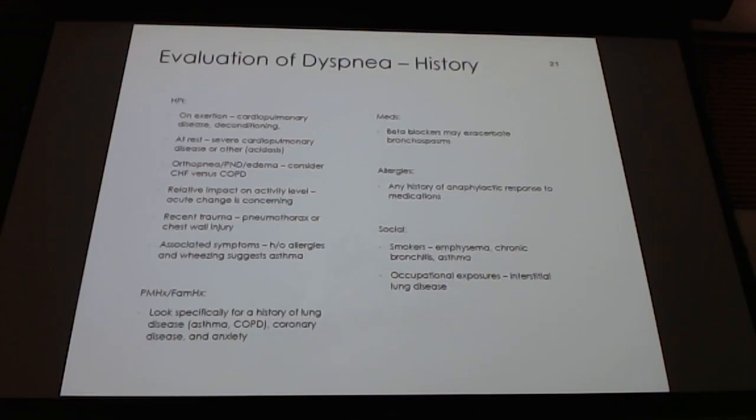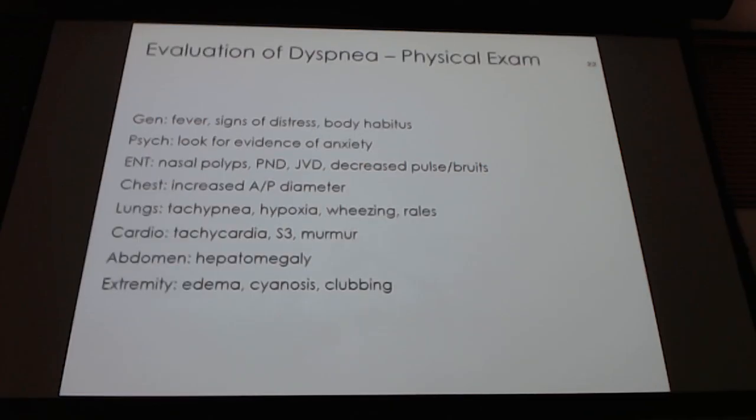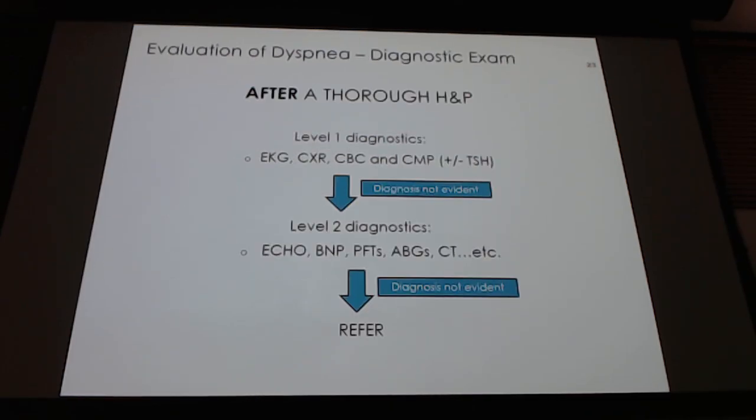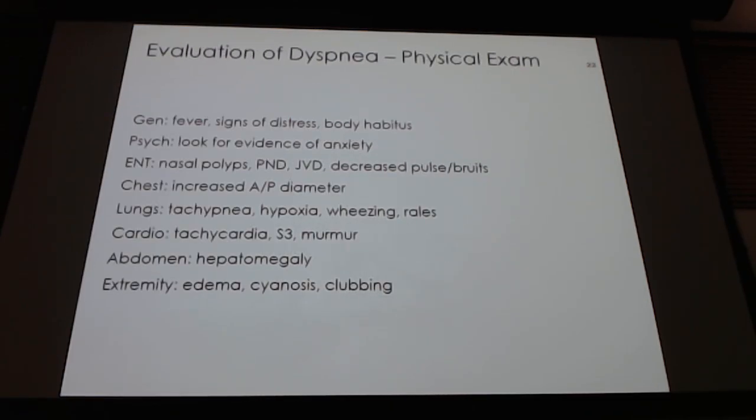What have they been exposed to? We talk about things like asbestosis, silicosis, which primarily present as shortness of breath. Some physical exam stuff. I'm not going to go through this with you, but these are all things when you do your ClinCore on dyspnea.